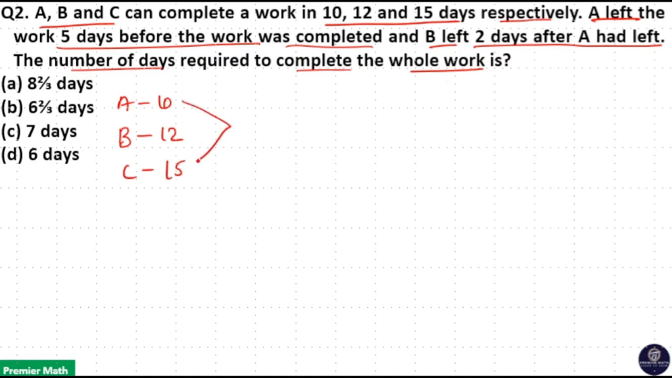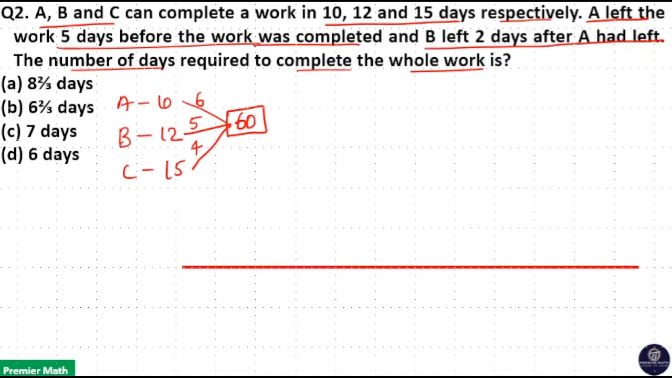Now work is the same. Take the LCM of 10, 12 and 15. LCM is 60. That means total work is 60 unit. 10 goes 6 times in 60, 12 goes 5 times in 60, 15 goes 4 times in 60. That means A has 6 unit efficiency, B's efficiency is 5, C's efficiency is 4.